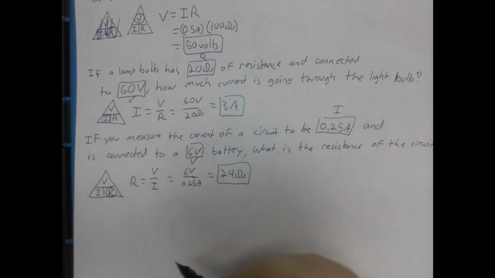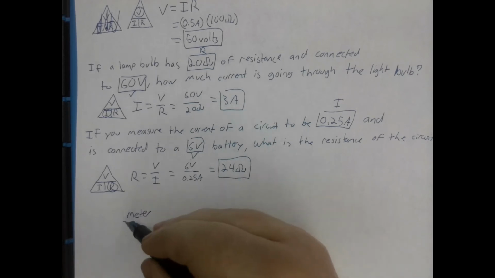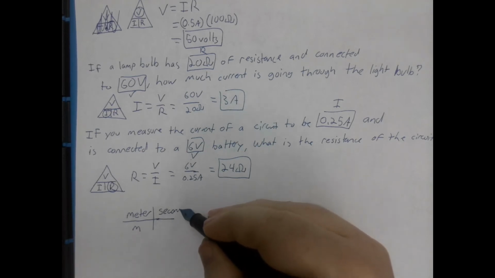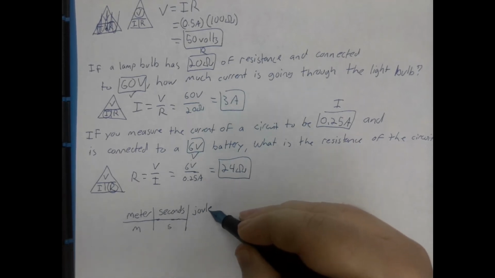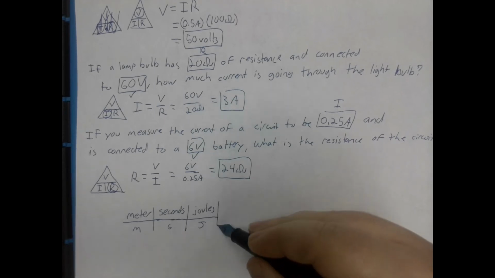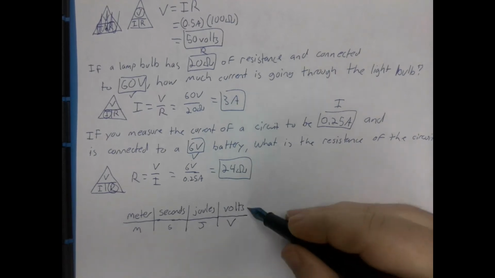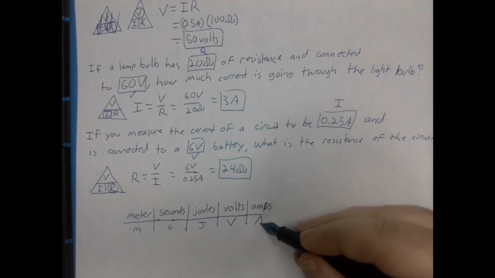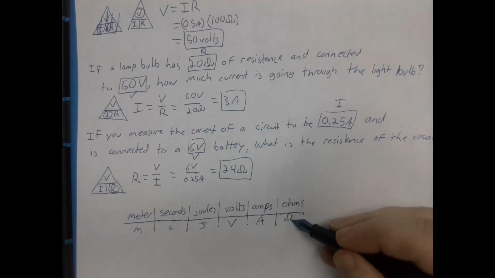So just like what we did for other units, we can have a meter, or we can use the letter M. We could write the word seconds, or we can use the letter S. We can write the word joules, or use a capital J. We can write the word volts, or use a capital V. We can write the word amps, capital A. We can use the word ohms, or write the Greek letter omega, capital omega.